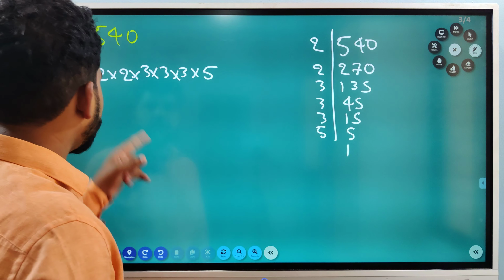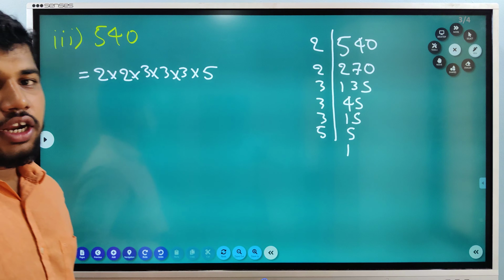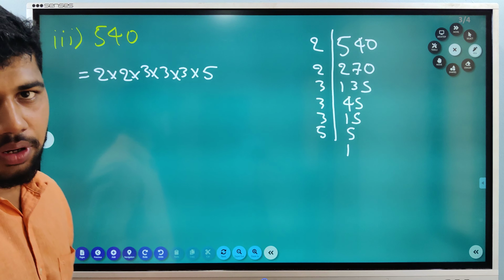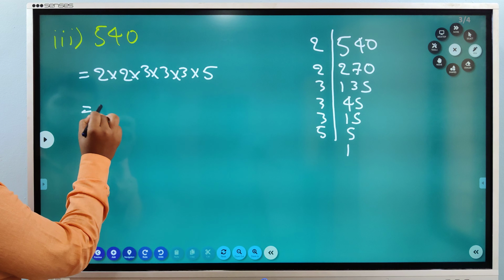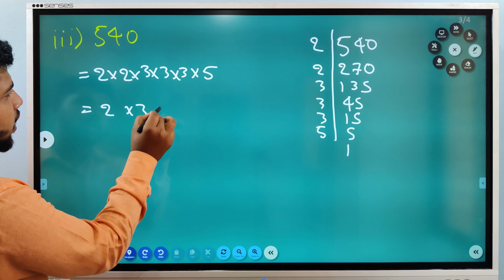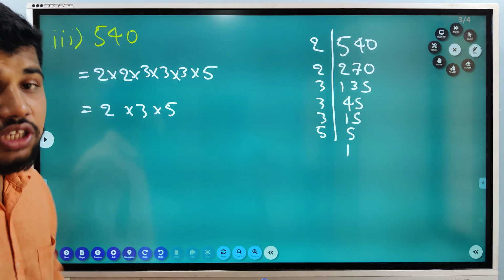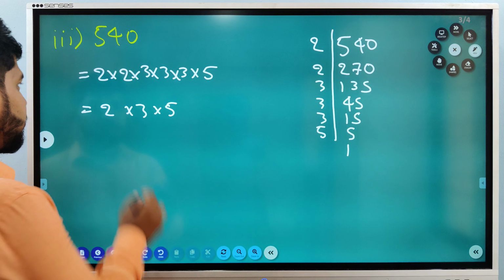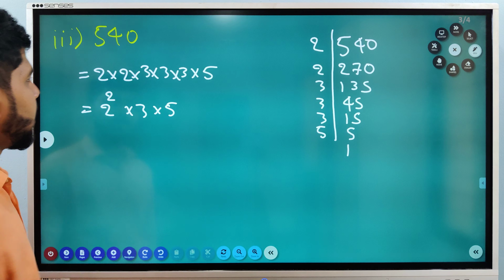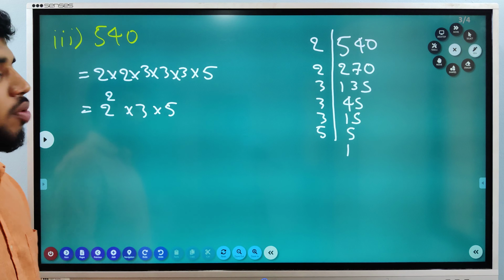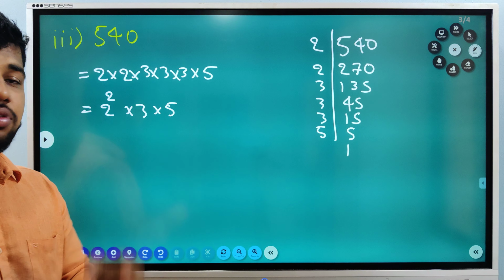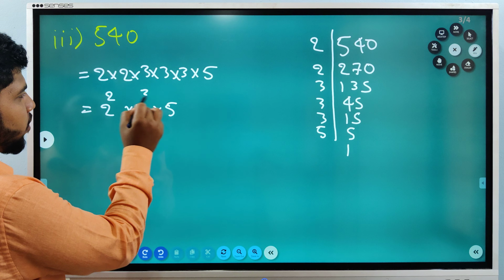Now look at the common terms. 2 and 3 are the common terms here. Now we can write 2 into 3 into 5. Here, how many times is 2 repeated? 2 times. Then we can write 2 power 2. And here 3 into 3 into 3, how many times is 3 repeated? 3 times. Then we can write 3 power 3.